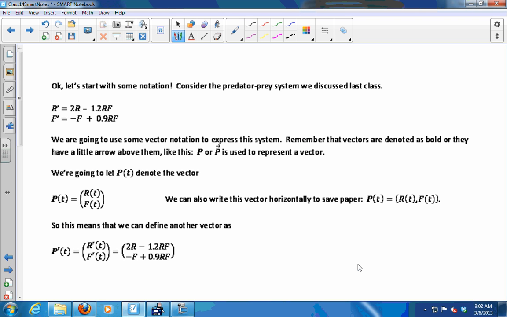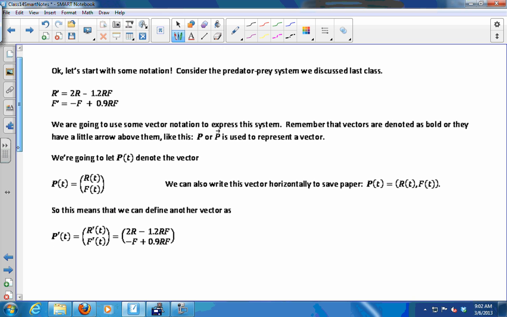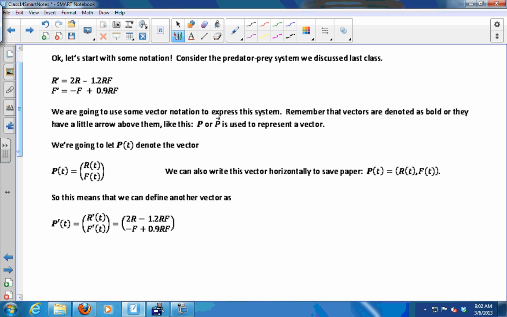So we're going to use a vector notation to express this system. If you took linear algebra, this is going to be familiar, or multivariable calculus, you might have used some vector notation also. So remember, or know for the first time, that vectors are expressed with a bold print letter or a letter with a little arrow above it. Your book uses the bold print, so I'm going to follow that convention so that your notes will match the book.